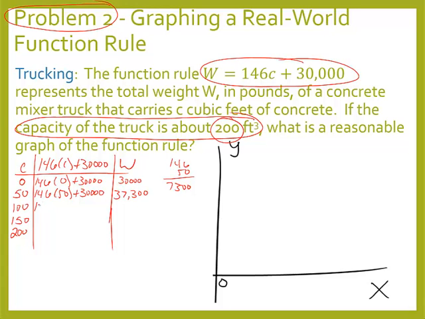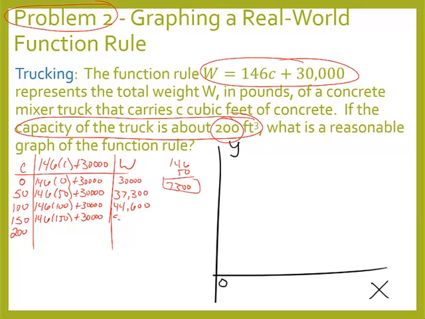Now I'll go ahead, plug in 100. So 146 times 100 plus 30,000. Now we went up by 50 again. So pretty much all we're doing is going to add another 50. So add 7,300 pounds to our current weight. So it's 37,300 plus 7,300 is 44,600. So 146 times 150 plus 30,000.